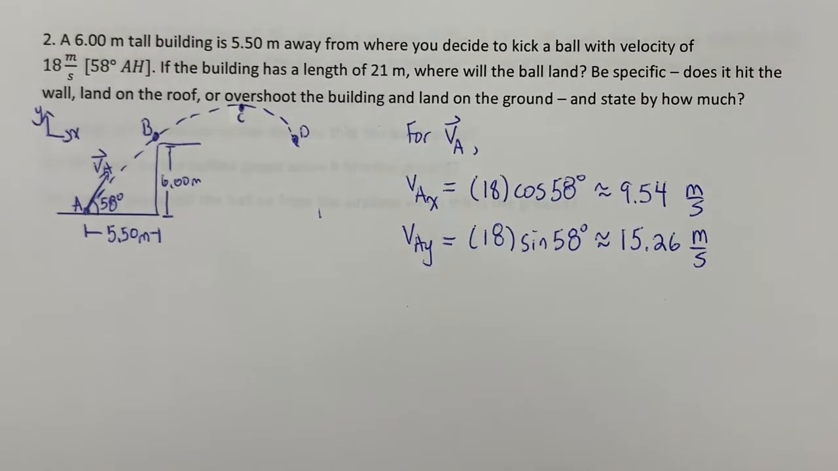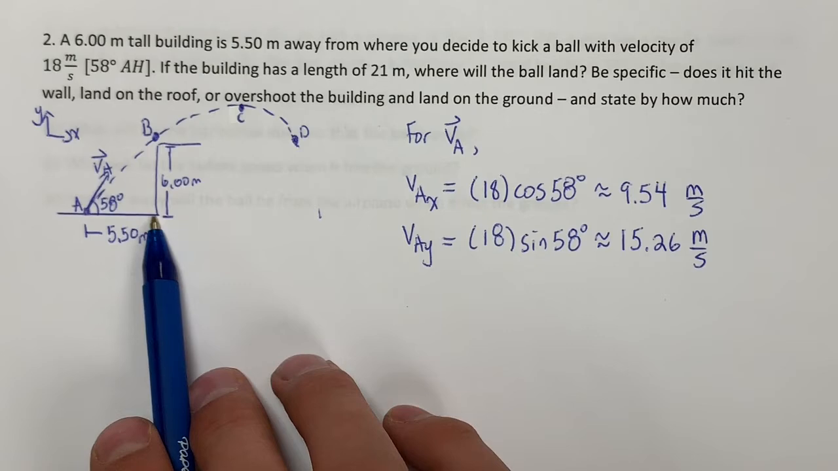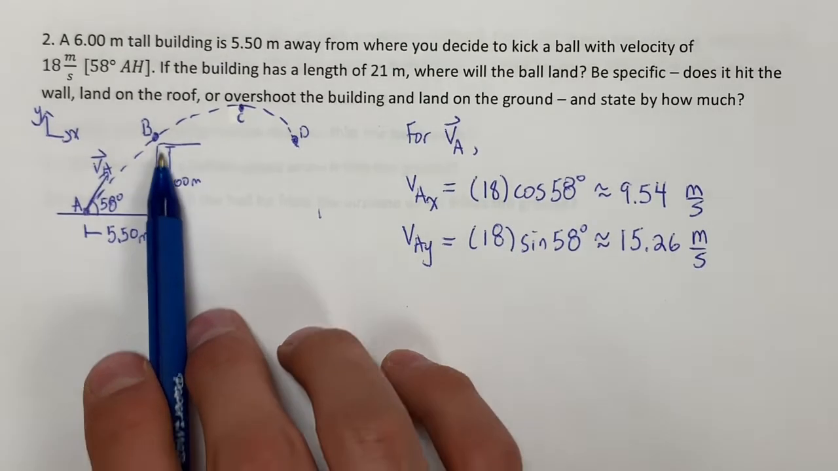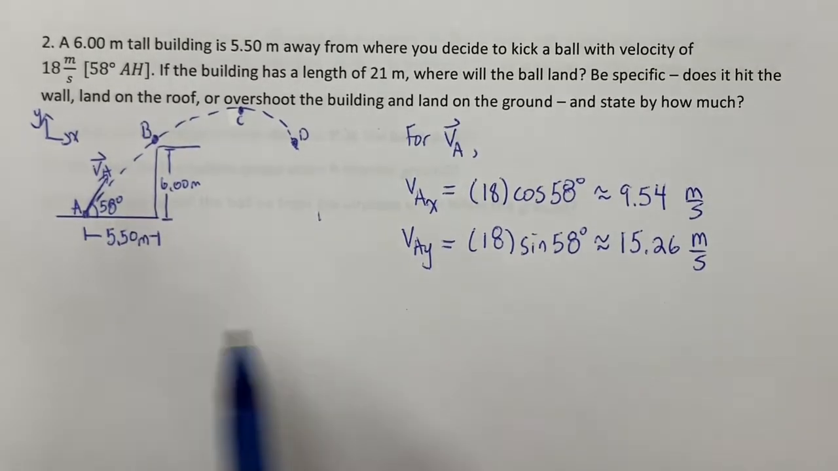Now what I want to do is check to see if this ball will make it over the wall or hit it. What I'm going to do is use my x component to figure out the time for it to reach the wall, and then I'll use that time to figure out what height I'm going to be. Will I hit the wall or get above it?